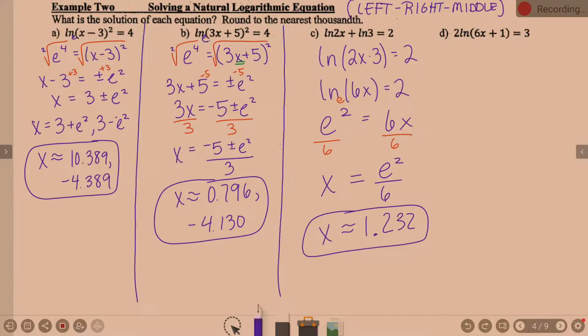I did forget to mention, back on B, did you guys check and make sure this negative worked? Probably not, because I forgot to mention it. Will a negative work here? Yes, because when I put that negative in, I may get a negative, but I'm going to square it. And when I square it, that makes it a positive inside the log, so we're okay there.